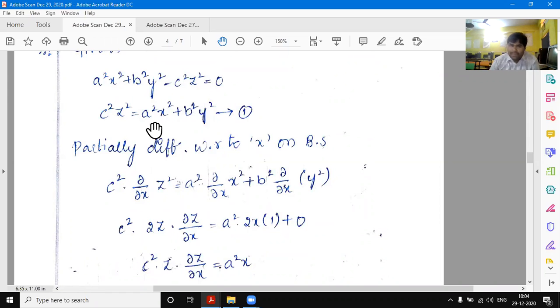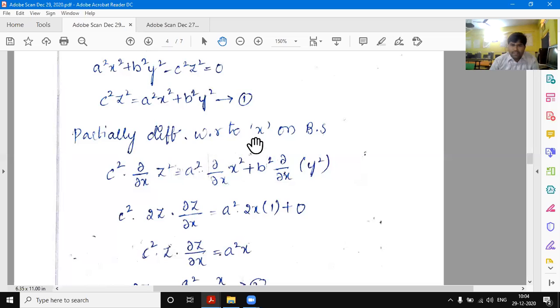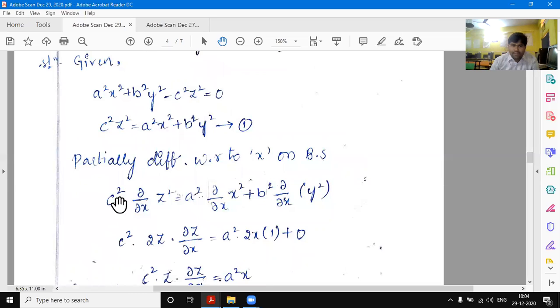Remember in this problem, z contains x terms and y terms, because c square z square is equal to a square x square plus b square y square, which means z is a function of x comma y. So partially differentiate with respect to x on both sides. Then c square is constant, dou by dou x into z square.